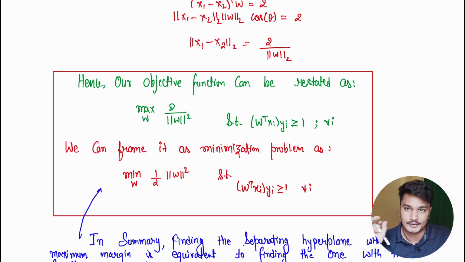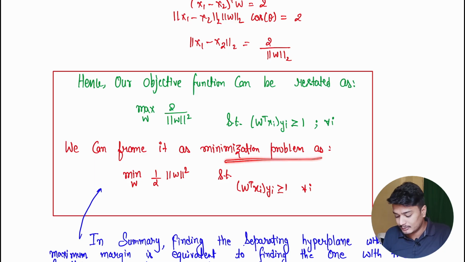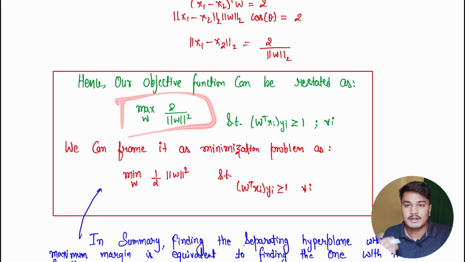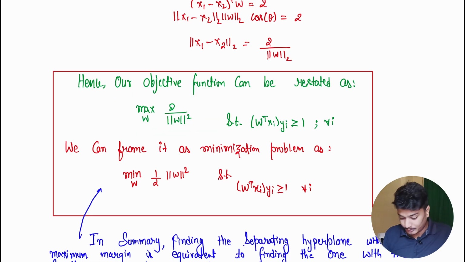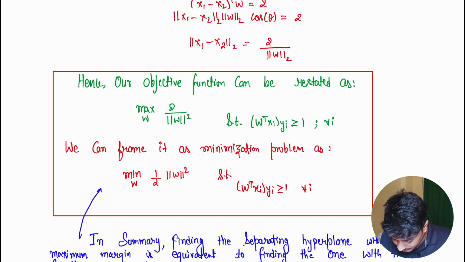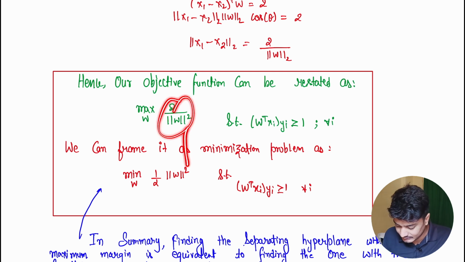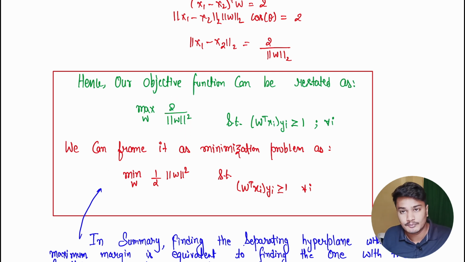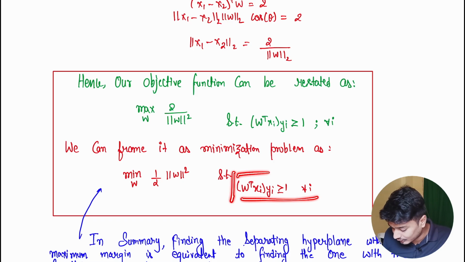Okay, this is our constraint. Now we can frame it as a maximization problem, or well, this is already a maximization problem. So we can frame it as a minimization problem as well. Maximizing this will be equal to minimizing this, and we will reverse this. So minimize over w of 1/2 the norm of w squared, such that this is our constraint.